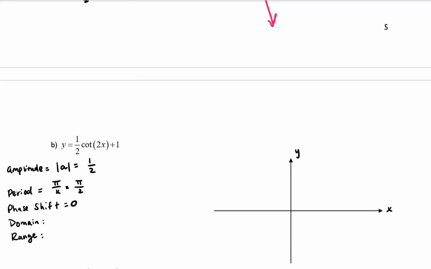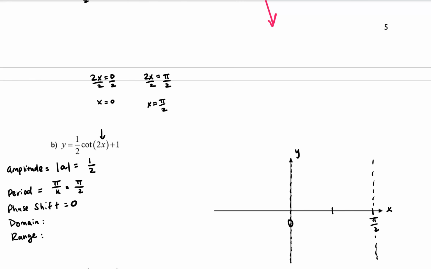Now, because this is cotangent, we want to set the thing inside the parentheses equal to 0 and equal to pi, and then solve those. So if I divide both sides by 2 here, I get x equals 0, and then here if I divide both sides by 2, I get x equals pi over 2. So those are the locations of my two adjacent vertical asymptotes. So here's one at 0, and then here is my other one at pi over 2.